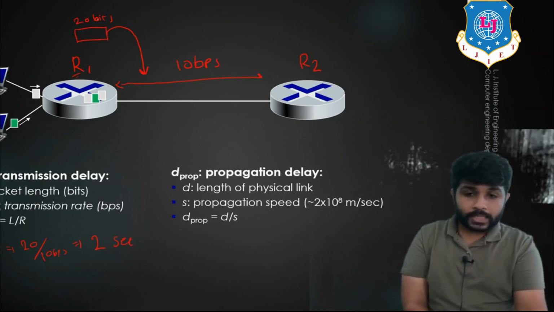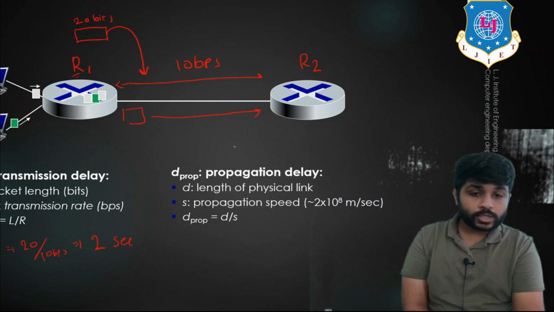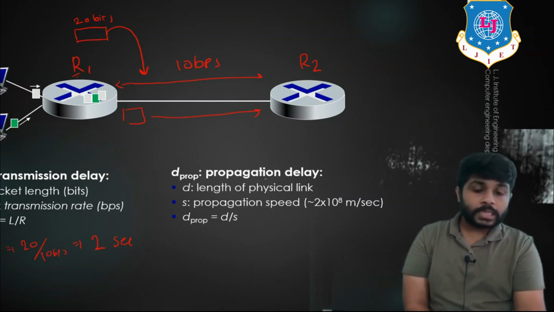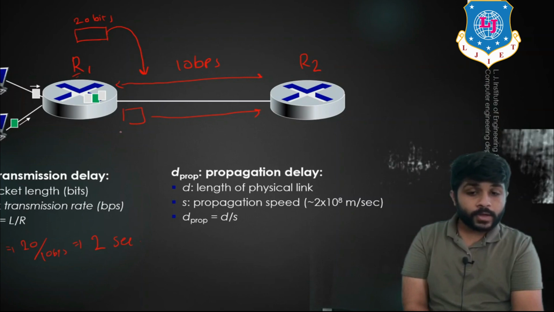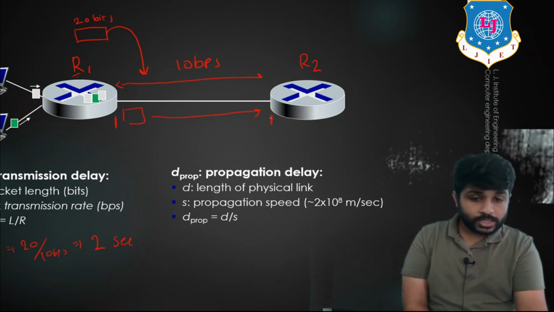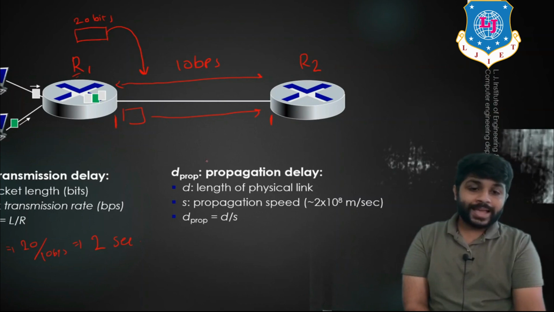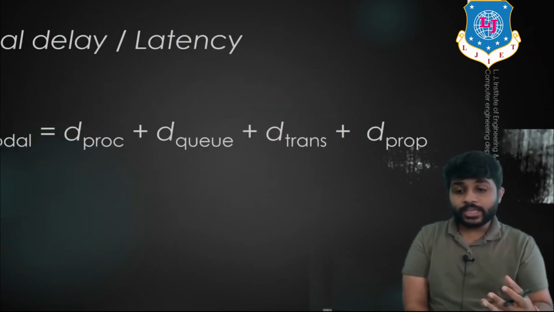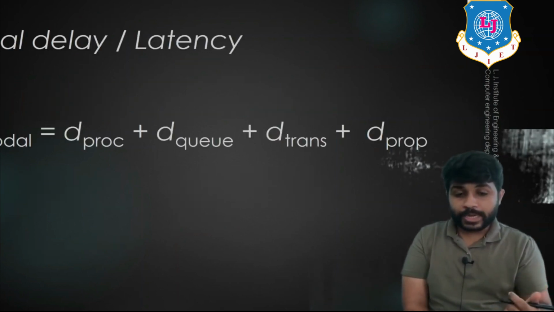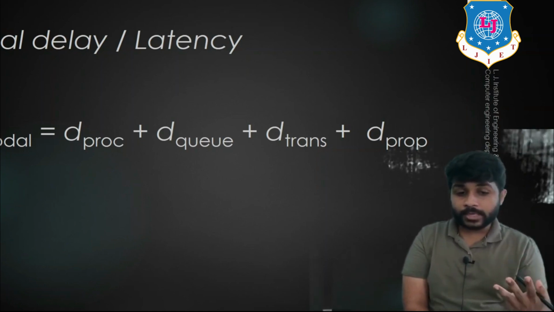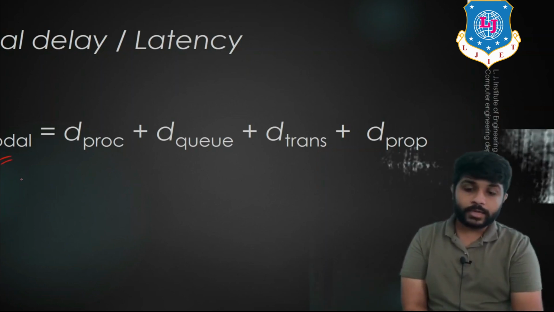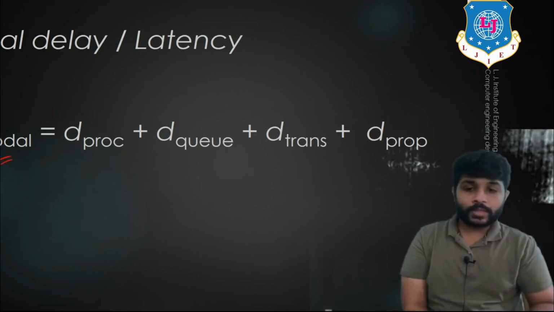Okay. Now let's see the next delay, which is the propagation delay. When this packet has been put onto the link, the time required for this packet to travel from source to destination is known as the propagation delay. The equation for the propagation delay is d by s, distance by speed. And the addition of all these delays, the propagation delay, transmission delay, queuing delay and processing delay, is known as nodal delay. And that is it for this session.